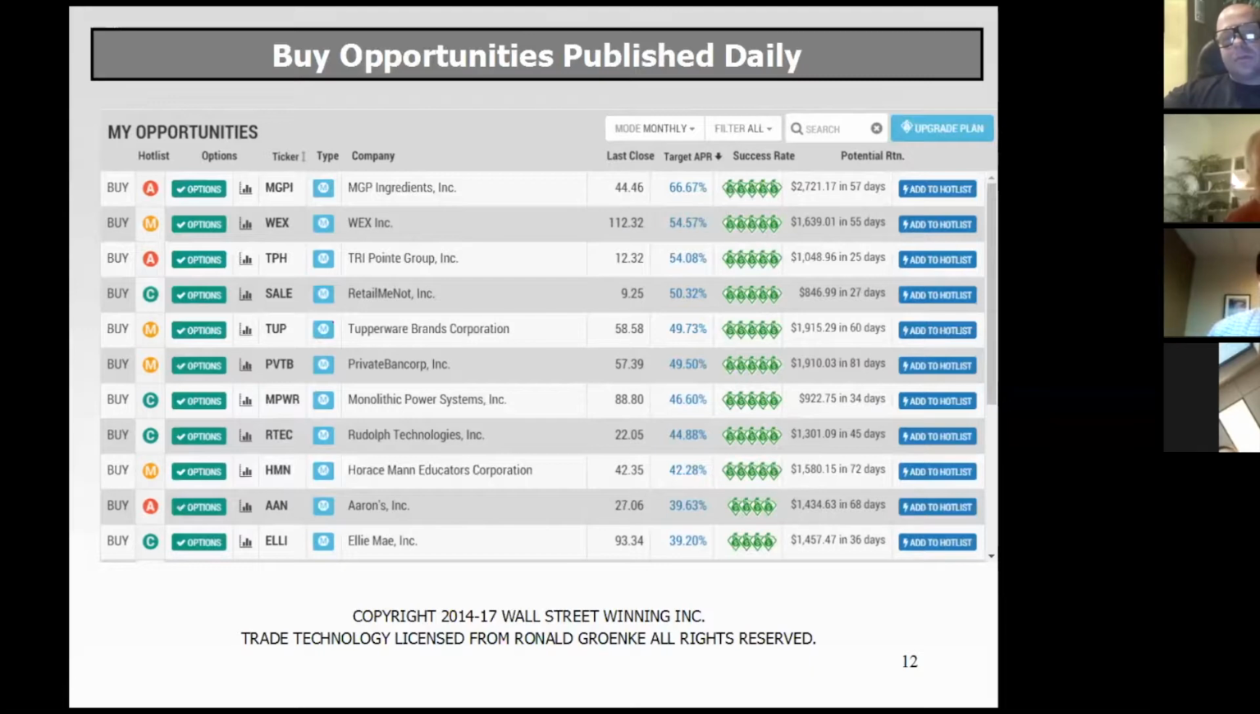So the algorithm is, I'll call it, computation intensive to come up with when is it the right time to buy. So these are all buy opportunities that were published, and they're sorted basically on the success rate, 5 at the top, and as you go down to the bottom, you'll see it narrows to 4, and you can see the target APR. In other words, what's the annual percent return if you follow the algorithm, buy, sell, buy, sell. So this is sorted so the best ones, the highest return opportunities, are at the top.